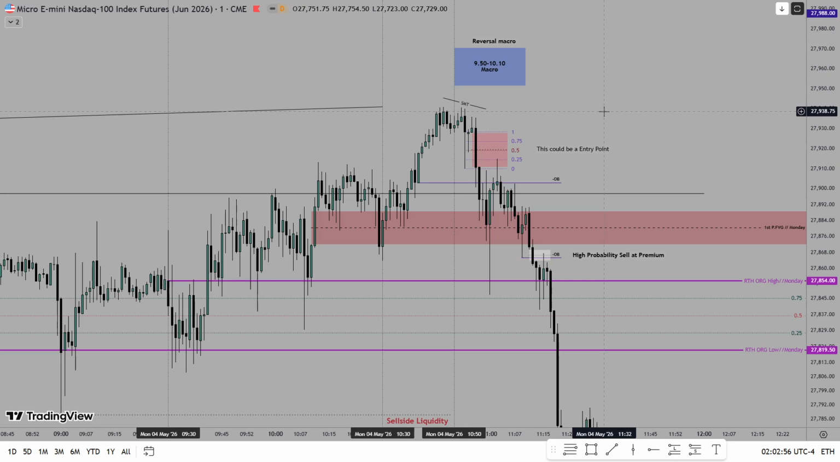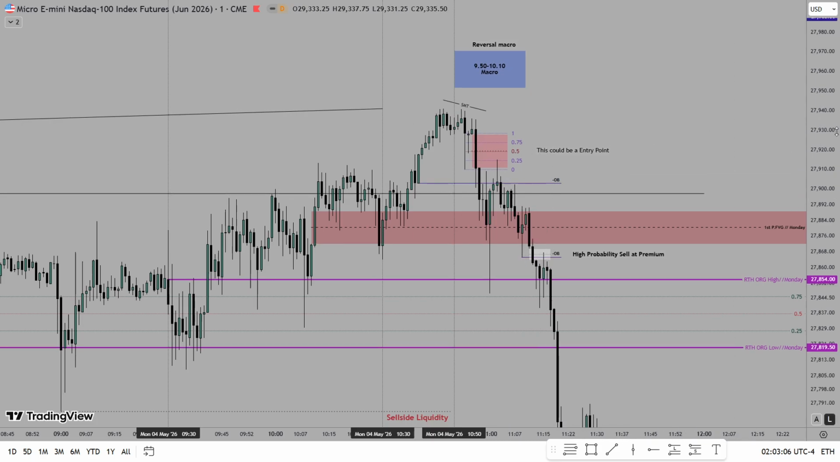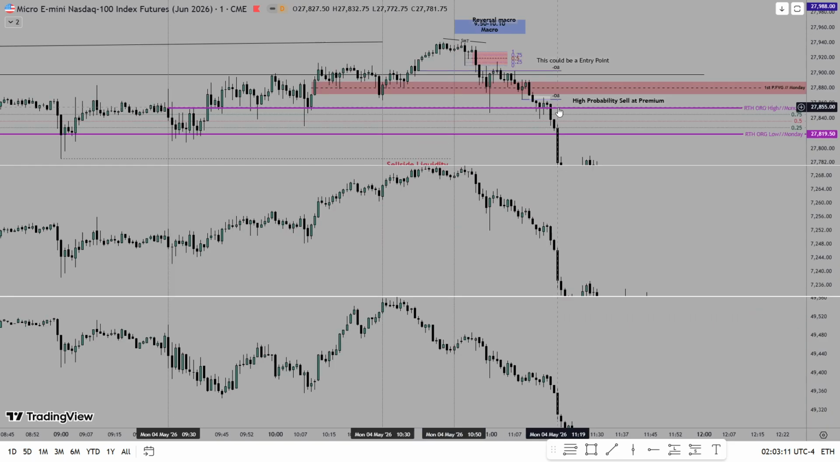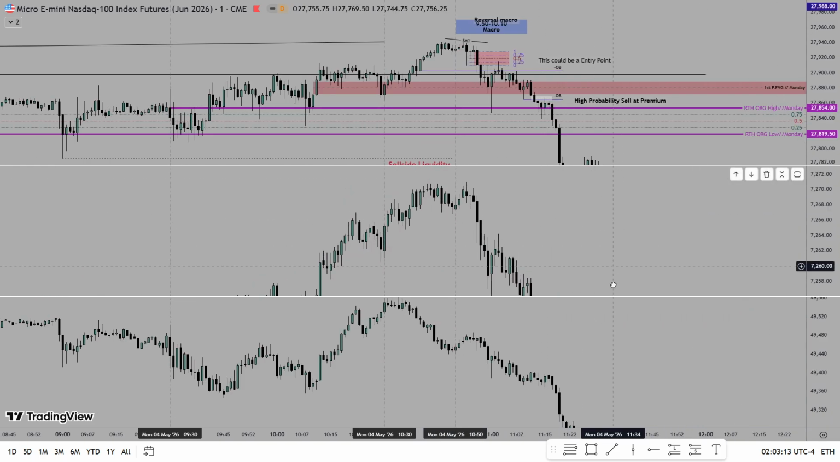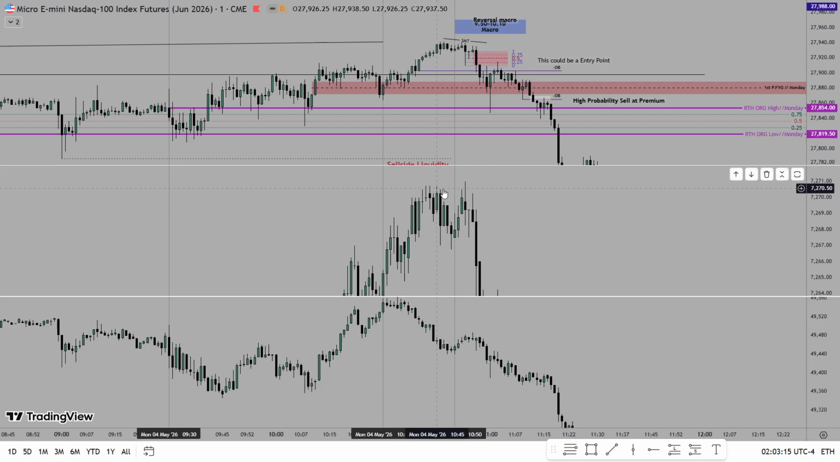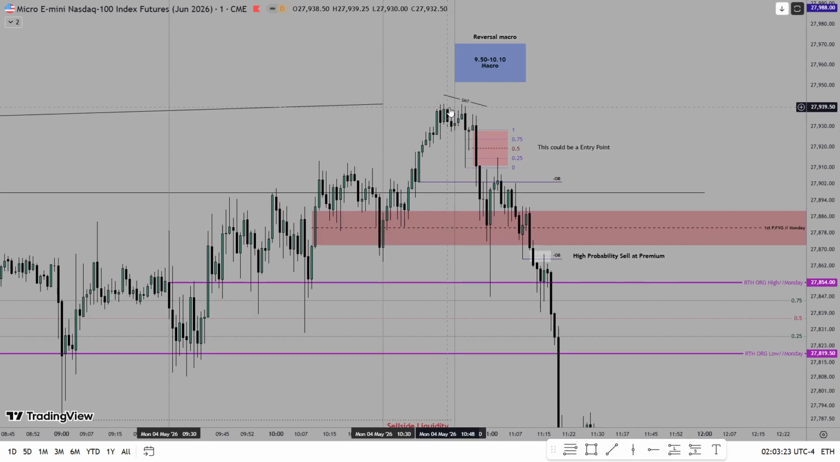In 1 minute, you can see this time first. This is the time 10:50 to 11:10. This is the reversal macro time. So price formed an SMT right here with ES. You can see there. Here, this is the SMT. Price took out these highs in ES and did not take the highs in Nasdaq. Then price drops lower, closed below it, and formed a market structure shift.